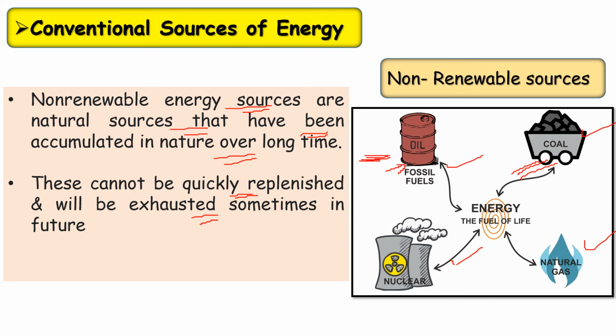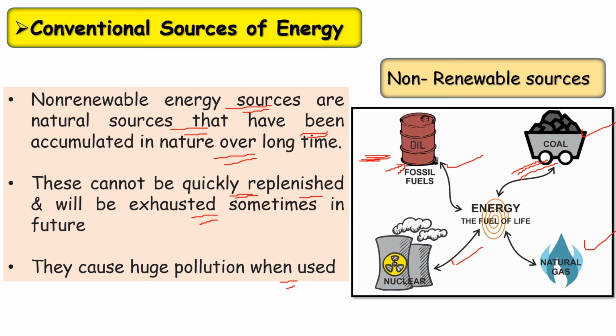If these are over, we cannot immediately replace them. So this cannot be quickly replenished. Replenish means replaced, and they will be exhausted sometime in future, because we are not able to produce them quickly. And when we use them, they cause huge pollution.